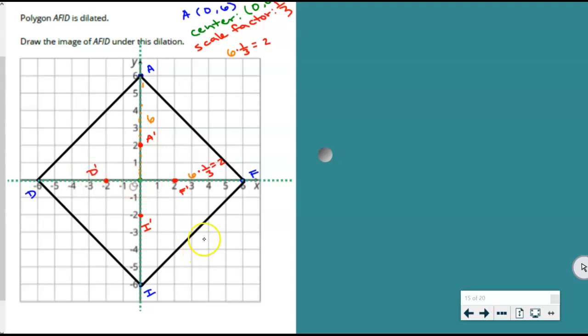And we're not done. We need to go from A prime to F prime to I prime to D prime and then close it back up again. And there is AFID under dilation. How'd you guys do? Thumbs up, thumbs sideways, thumbs down. Okay, let's see how you do on the next one.